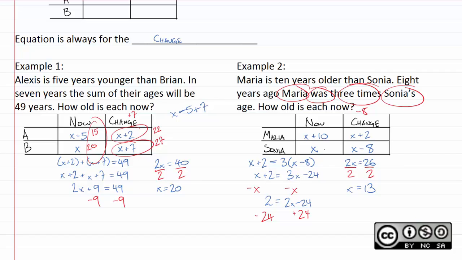So at the moment, Sonia is 13 and Maria is 23. 8 years ago, Sonia was only 5 and Maria was only 15. And we see that sure enough, Maria was indeed 3 times as old as Sonia was. But they ask us how old is each now. So again, our answer is that Maria is now 23 and Sonia is now 13.